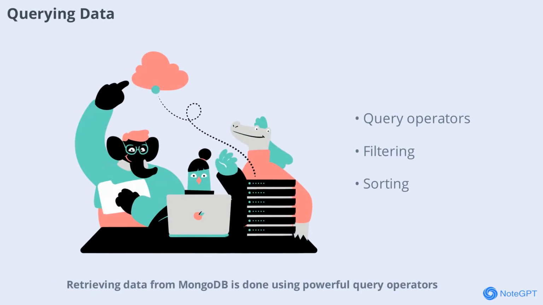Retrieving data from MongoDB is done using powerful query operators. You can search for documents that match specific criteria, filter results, and even sort or limit the output. This query language supports a wide range of operators, making it easy to find exactly what you need, whether you're searching by field values, ranges, or patterns.